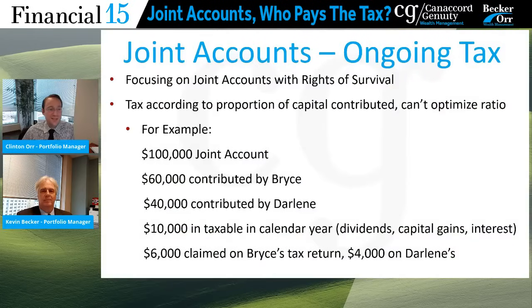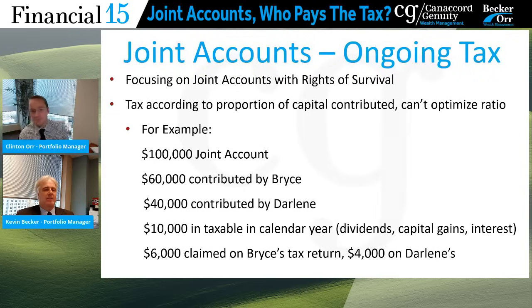Just to point out, there's going to be two different types of tax that we have to worry about. We'll start with the ongoing tax. And an important point here, Kevin, we're talking about joint accounts with rights of survivorship. There's different types of joint accounts. I imagine this is the most common, at least it's the one we see the most, so it'd be most applicable to talk about. If you have tenants in common, that's a different topic. Why don't you walk us through the details here?